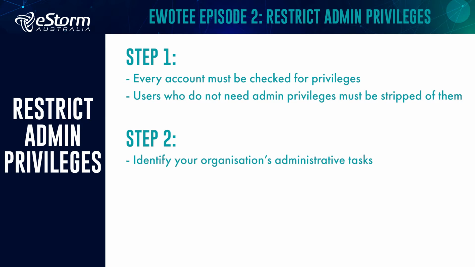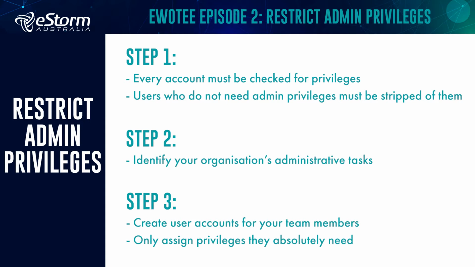Step 2. Identify the admin tasks your organization undertakes, like backing up files, resetting passwords, or adding users to new groups. Step 3. Each admin task requires only a basic set of privileges, so once you're armed with a list of your organization's admin tasks, you can then create user accounts for your team members and assign only the privileges they need to perform their jobs. Once you've inventoried and set up a record of your admin accounts and privileges, you can move on to implementing the requirements for Maturity Level 1.